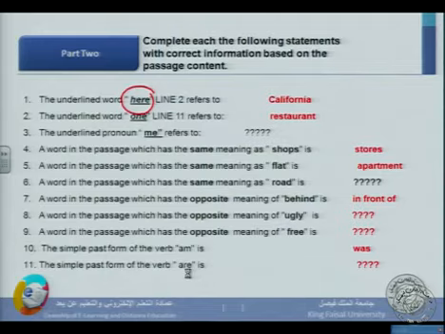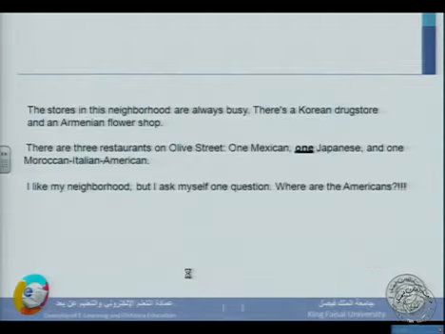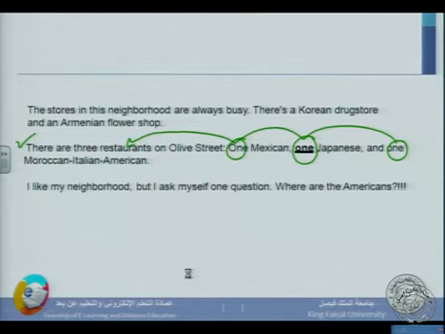Also, the underlined word one refers to. This is the underline, line number 11. One Mexican, one Japanese, and one Moroccan, Italian, American. So one receiver here and here and here. All of these refer to what? The restaurants. One Mexican, one Japanese, one Moroccan. Here, one means the restaurant. Okay?